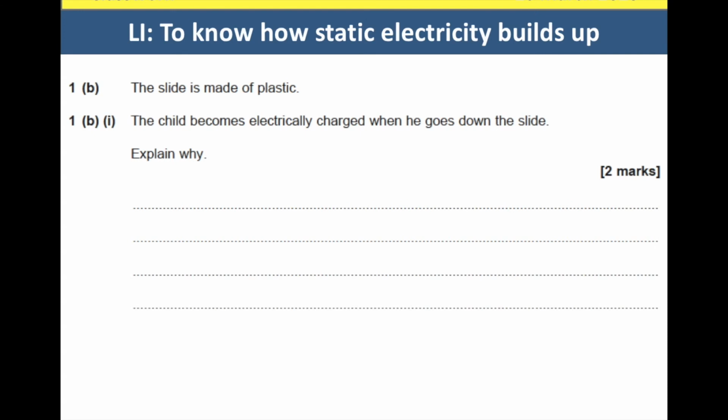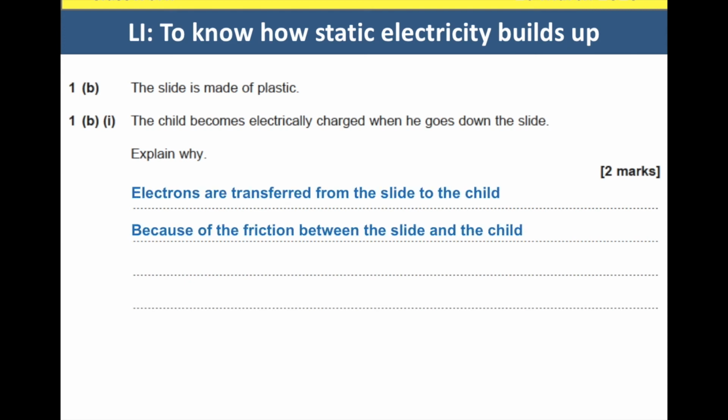Okay, 1b. The slide is made out of plastic. The child becomes electrically charged when he goes down the slide. Explain why. So this is a very similar question to what we looked at with getting out of a car seat. So when the child goes down the slide, there is friction between the child and the slide, and that is going to cause electrons to be transferred between them.